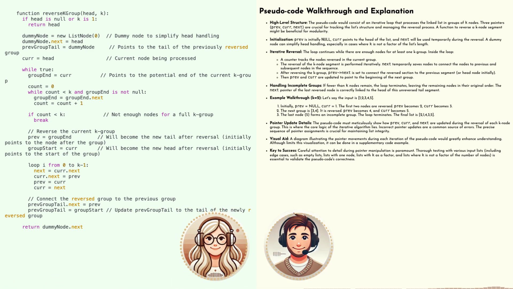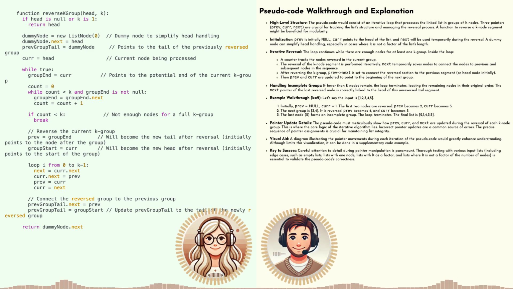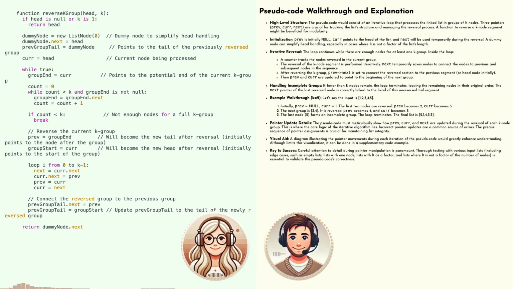Right, and don't forget about newHead. Oh, right, our overall starting point. If this was the first group, we update newHead to also point to prev. Got it. So we don't lose track of the beginning of the whole modified list. And that's it. Group reversed, linked back in, pointers updated, all ready for the next one.